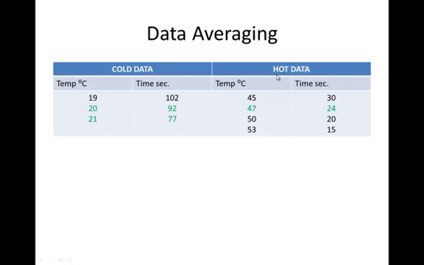And if you look over here in the hot data, the 47 degrees Celsius, the average time for the 47 degrees Celsius was 24 seconds. And now to work on graphing this data, we're going to need to show on a graph 19 degrees Celsius took 102 seconds to dissolve, 20 took 92 seconds to dissolve, and at 21 degrees Celsius the Sonhisal took 77 seconds to fully dissolve. Let's take a look at what that looks like in a graph.